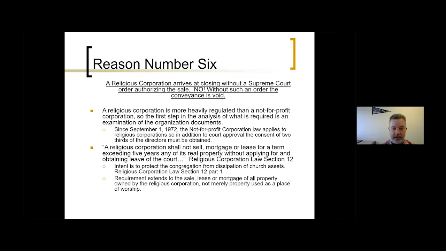And the requirement extends to the sale, lease, or mortgage of all property owned by a religious corporation, not merely property used as a place of worship. So it doesn't have to be the church itself, the church property, for it to require this court order. If it's any property that the church owns.